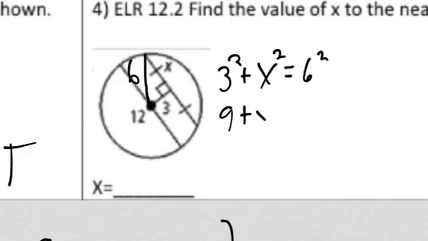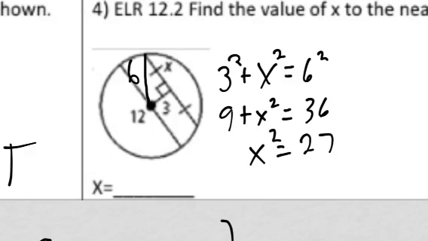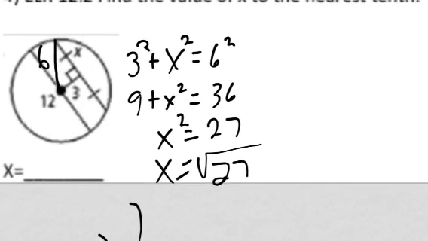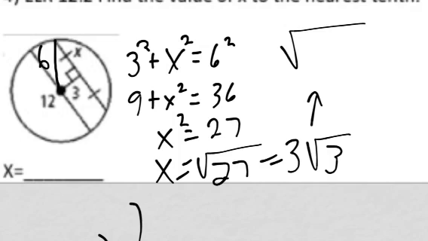9 plus x squared equals 36. We get x squared equals 27. We get x equals root 27, which we can then simplify as 3 times root 3 if you want to see why. Square root 27 is 3 times 3 squared. So then this 3 squared can come out here and become 3. We take the square root of 3 squared, we get 3. We're left with root 3 on the inside.